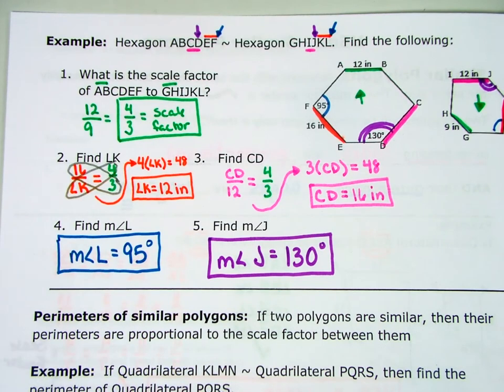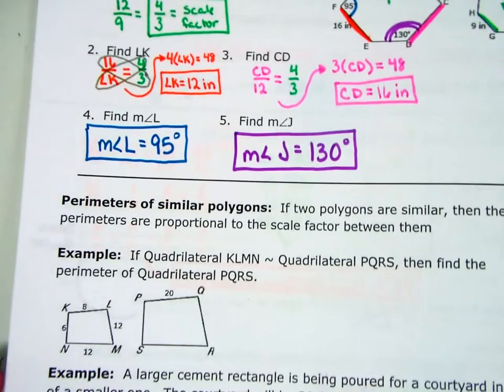Questions? So be careful if you're finding angles, you don't have to set up a proportion. It's only when you're finding sides that you have to set up the proportion. Okay? Alright, next thing we're going to talk about is perimeters.